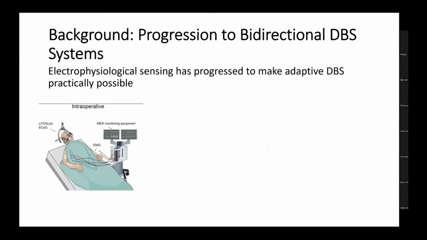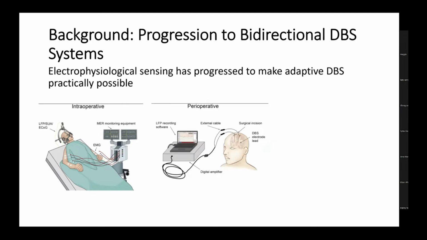Further background: initially, electrophysiologic sensing from deep brain structures was only possible intraoperatively using microelectrode recordings, which we still use today to determine correct lead placement. However, this is obviously not amenable to adaptive deep brain stimulation. We were then able to record perioperatively, and some adaptive algorithms were implemented for Parkinson's this way, but this required significant digital amplification as well as externalizing leads, not amenable to adaptive DBS.